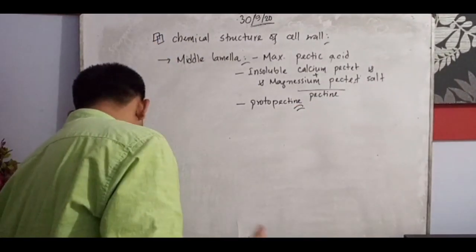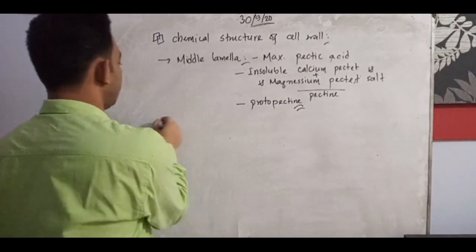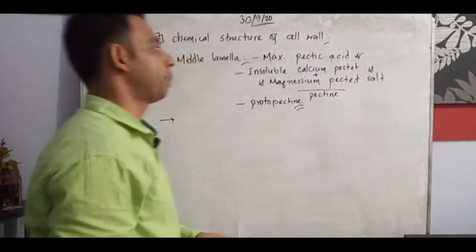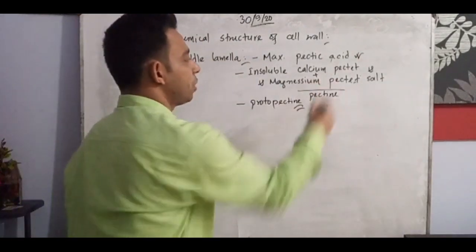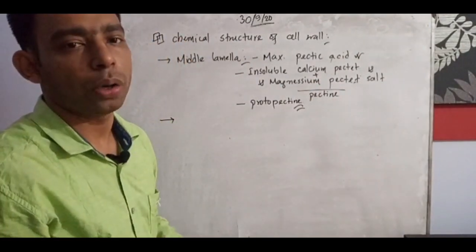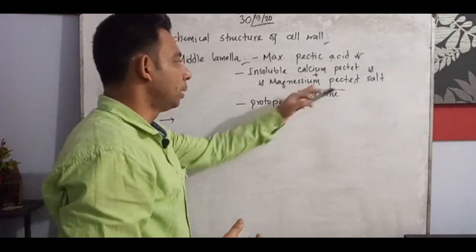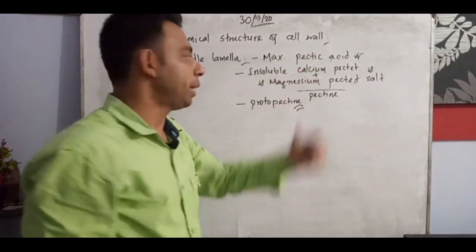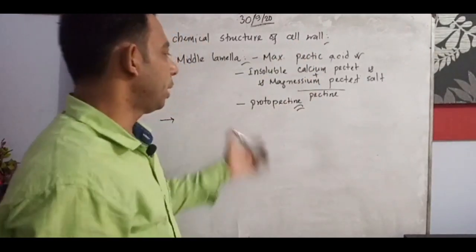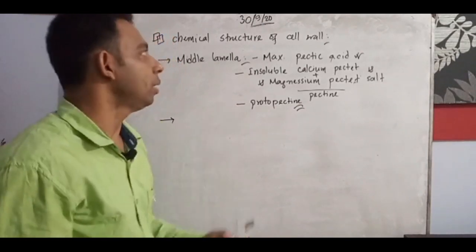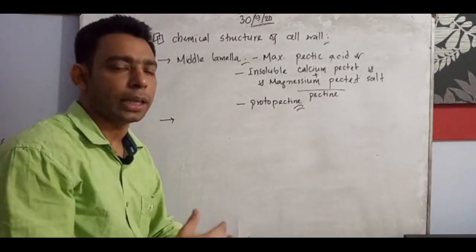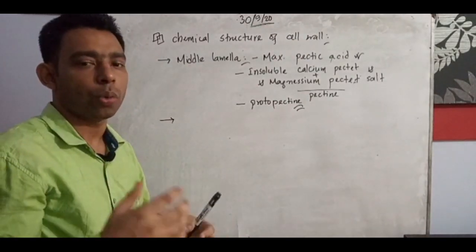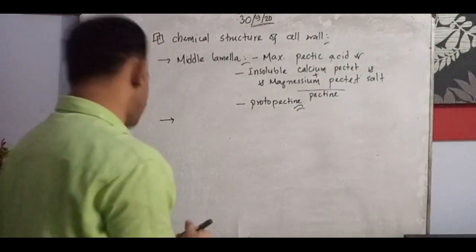So in the middle lamella, these are the constituents. Maximum pectic acid is present there. Insoluble calcium pectate and magnesium pectate salt are also present there. Calcium pectate and magnesium pectate can combine together to form the pectin. And protopectin is also found in the middle lamella. In this way you can write it properly.